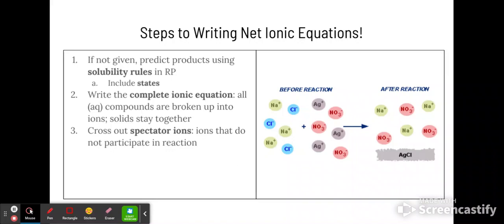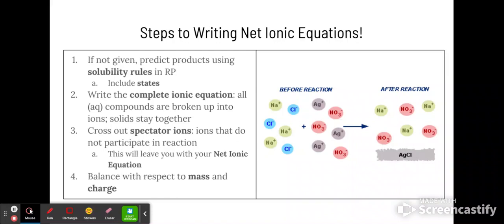I like to compare this to being a spectator at a sporting event. If you're a spectator, you're sitting in the bleachers watching the event. Spectator ions are watching the chemical reaction take place, so they are not actually participating. So we cancel them out because they do not change in the reaction. Once you do this, this leaves you with your net ionic equation, which is just the reactants that change and form into a new product. And then make sure to balance with respect to mass and charge. So this is just balancing the equation like normal.